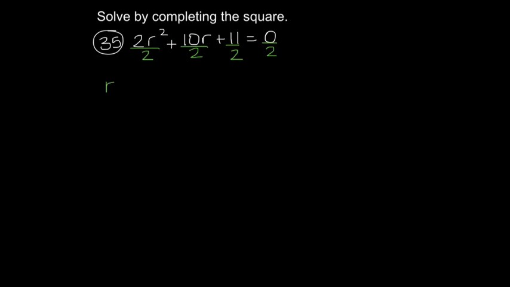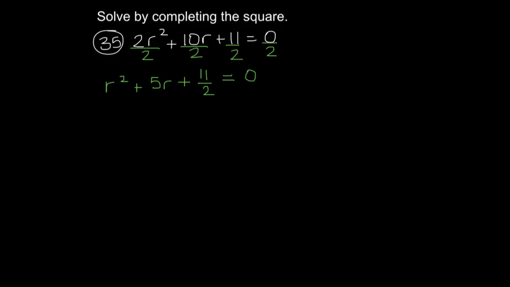So I'm left with r squared plus 10r divided by 2 is 5r, plus, you are better off leaving fractions as improper fractions. In other words, writing 11 over 2 as opposed to 5.5. It's easier to work with these fractions when you have a single numerator and a single denominator. Equals 0 divided by 2 is just 0.